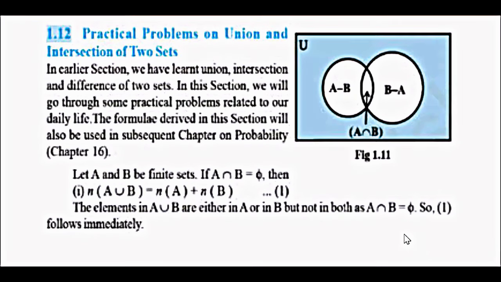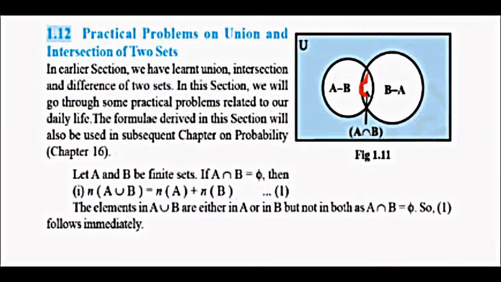Now we'll look at the practical problems in union and intersection. Before we go ahead, let me remind you that A minus B is this portion, B minus A is this portion, and A intersection B is this portion. So these three are disjoint. They have nothing in common.